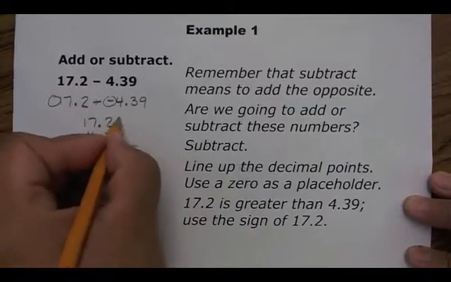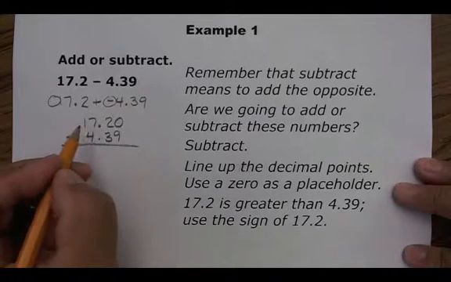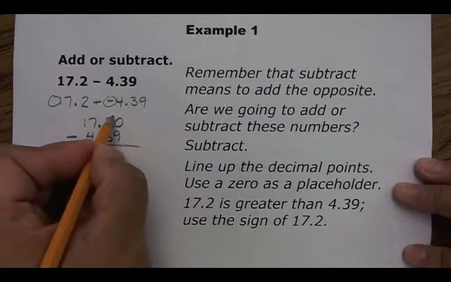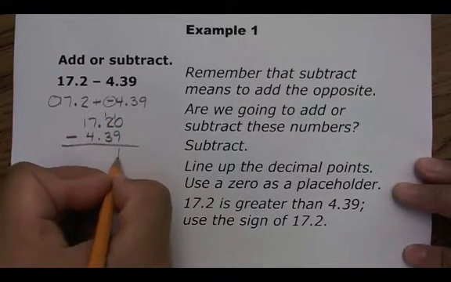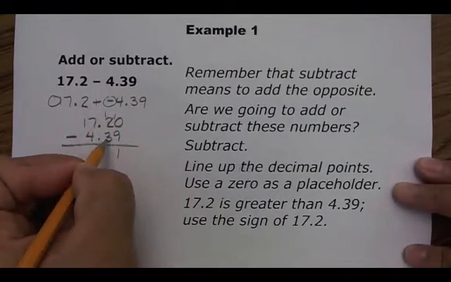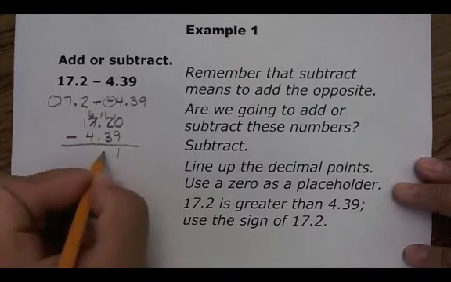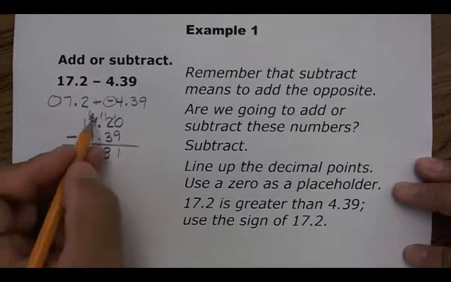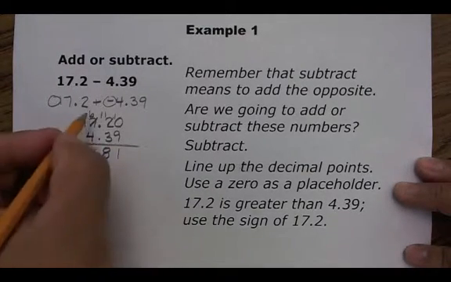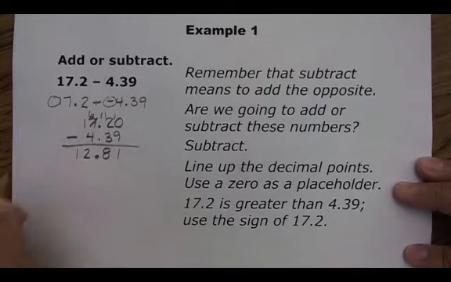And I notice that I need a placeholder, so I have to add a 0. So now I'm just going to do a regular subtraction. 0, I need to borrow from the 2, make that 10. 10 minus 9 is 1. 1 minus 3, can't do that, so I have to borrow from the 7, make it a 6. 11 minus 3 is 8. Remember to bring the decimals straight down because they all have to line up. 6 minus 4 is 2, and bring down the 1.